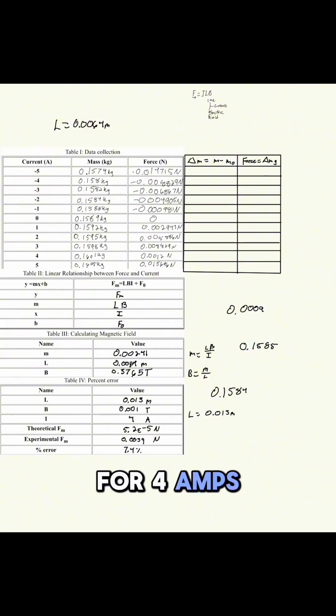For 4 amps, we have 0.1601 kilograms with a force of 0.0012 newtons. And for 5 amps, we have a mass of 0.1605 kilograms. The force for that one is 0.01569 newtons.